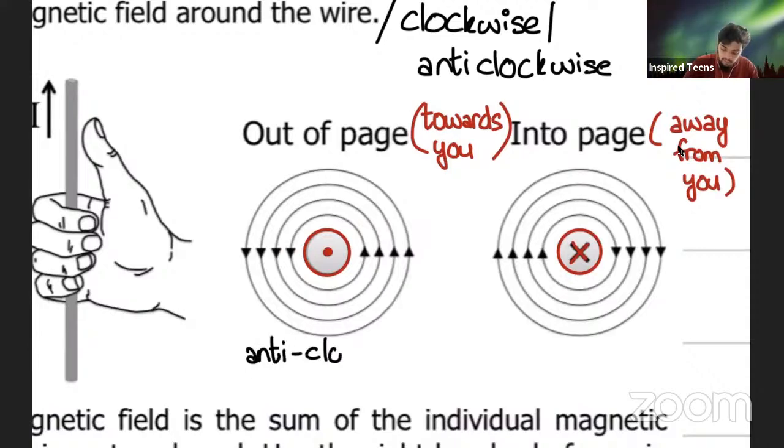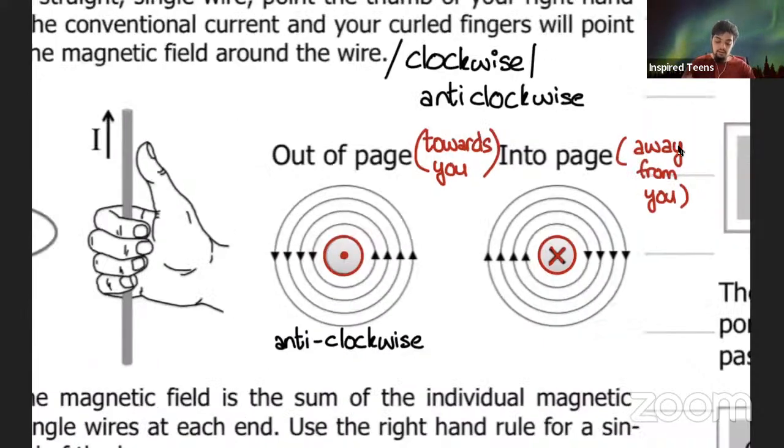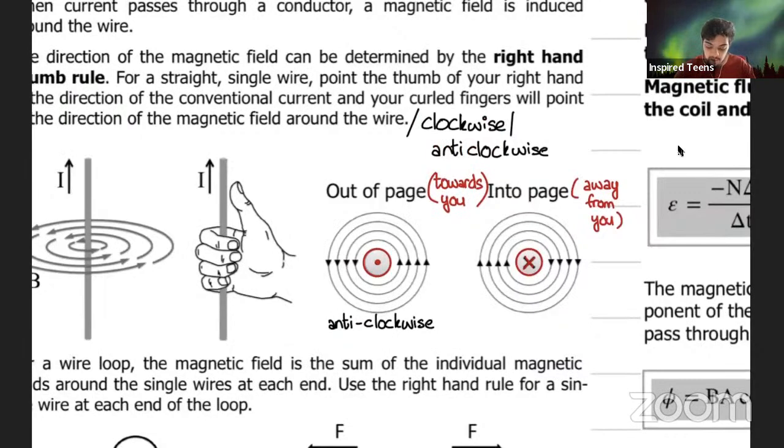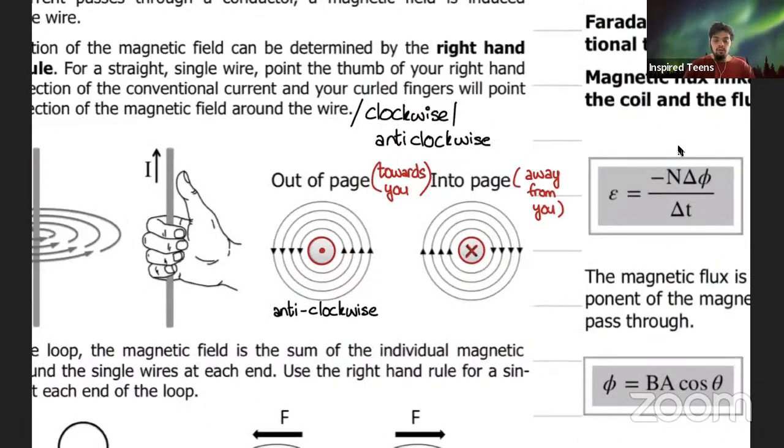If that's not true when you've tried it, let me know, because then there's something wrong. Now, what about into the page? You take your right hand, point your thumb away from you, and curl the rest of your fingers. You will automatically see that your fingers are now pointing in a clockwise direction, which is represented by this diagram.